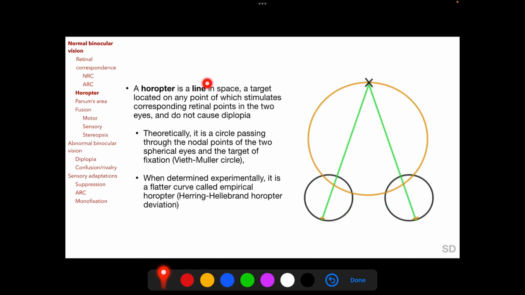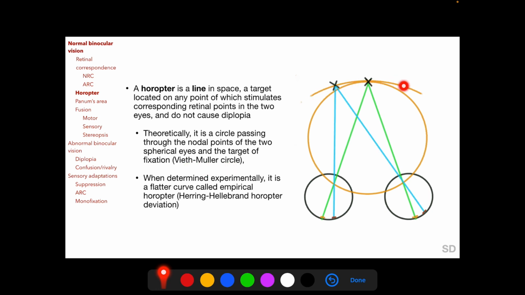A horopter is a line in space, a target located on any point of which stimulates corresponding retinal points in the two eyes and thus does not cause any diplopia. Theoretically, it is a circle passing through the nodal points of the two eyes and the target of fixation, and is called the Vieth-Muller circle. But when determined experimentally, it is a flatter curve called the empirical horopter, and this difference between the empirical horopter and the Vieth-Muller circle is called the Hering-Hillebrand horopter deviation.